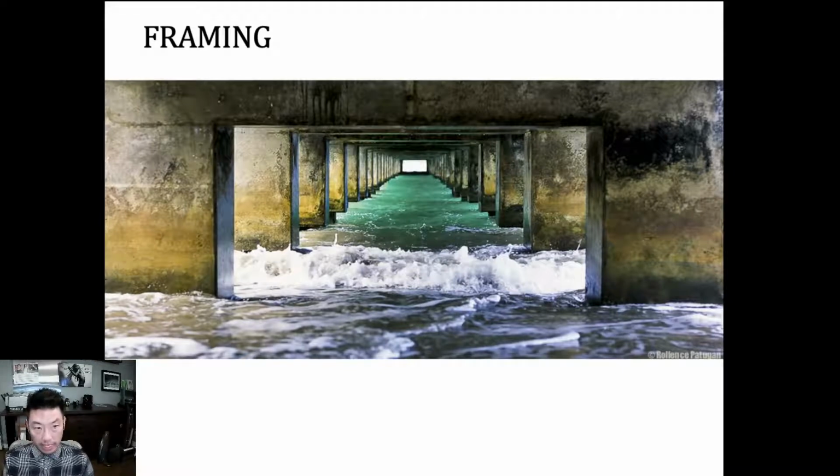Texture is one. You can see that texture on the structure there as well. Simple image in terms of what you're looking at, but then you add all these compositional elements. You're moving your frame accordingly. You're moving your camera to get all these elements all correct within your viewfinder.